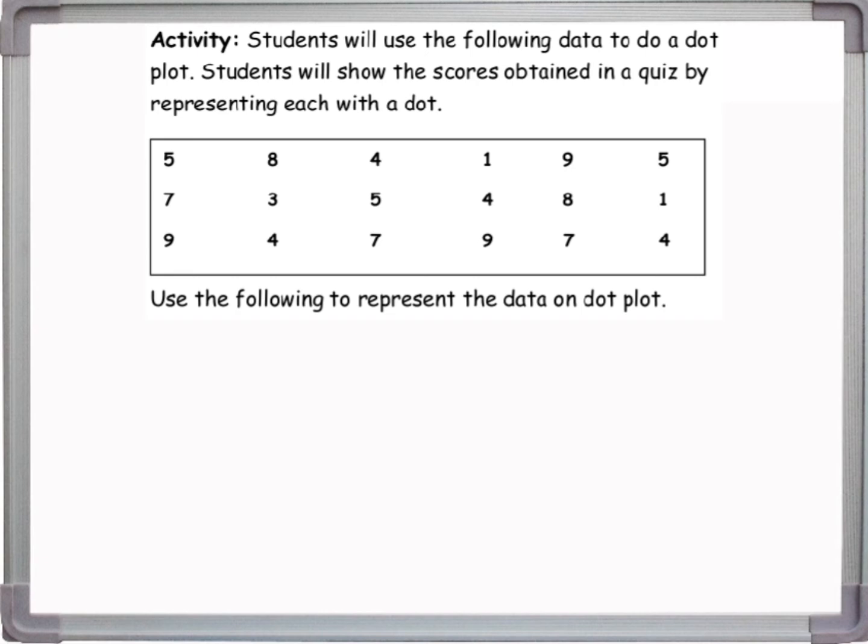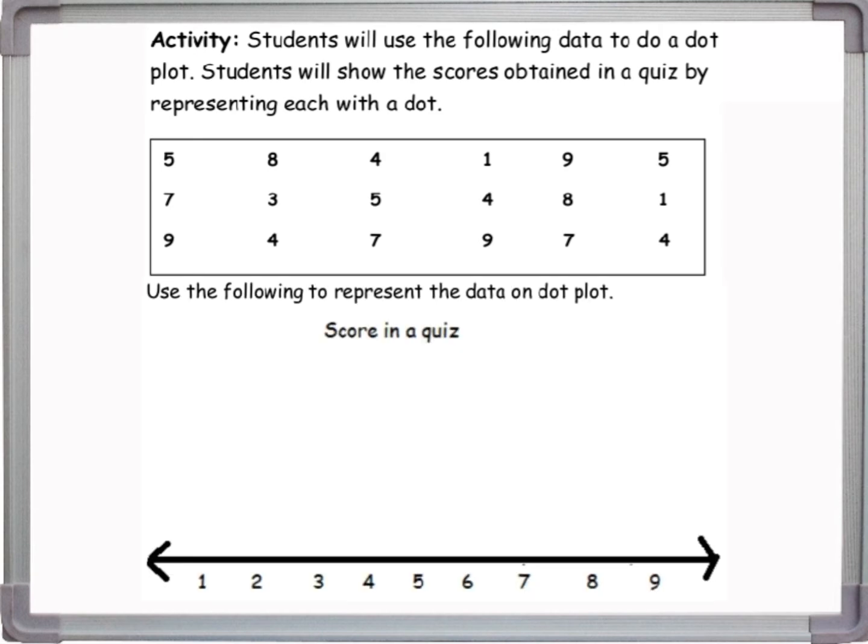So you will show the scores obtained in a quiz by representing each with a dot. You will use the following number line to represent the data on the dot plot. For example, we will count how many students score a 5 on the quiz, and we are going to do it by counting how many 5s we have in the following data.